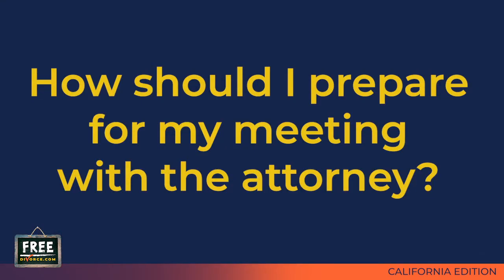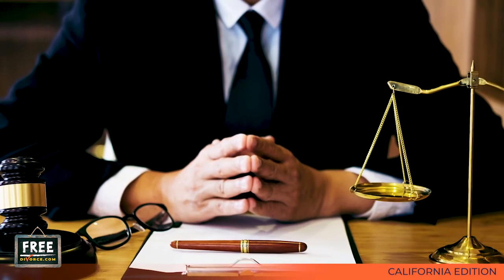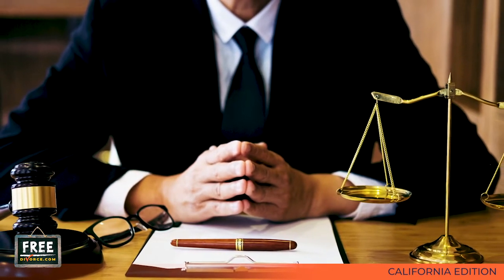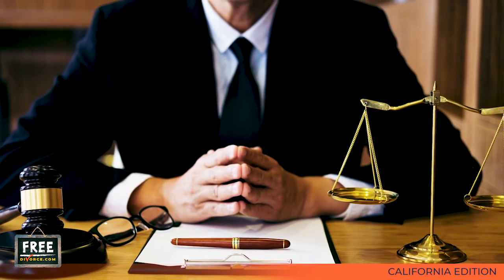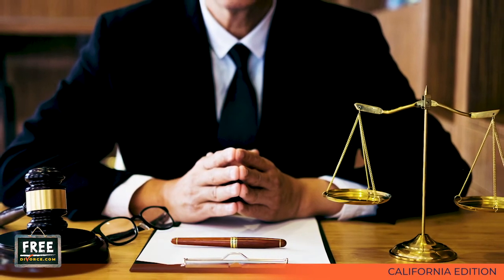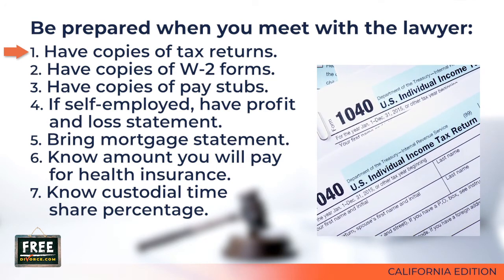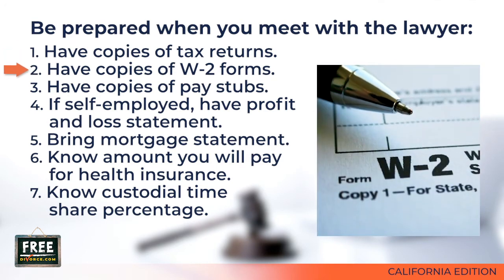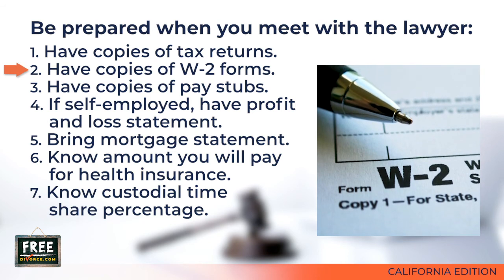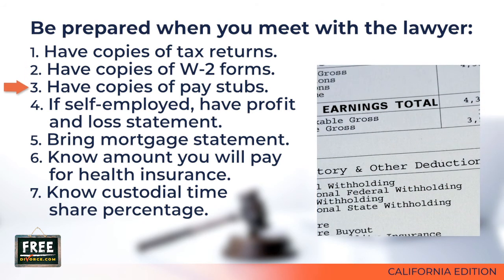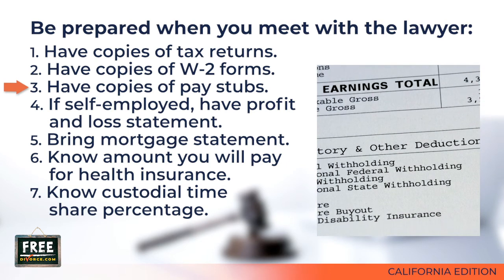If I am going to hire an attorney to run the child support calculation for me, how should I prepare for my meeting with that attorney? If you decide to hire a local attorney to run the support calculation for you, be prepared when you go to the meeting with the attorney. If you are not prepared, you're going to be wasting your time and money. In order to be properly prepared, you should bring with you copies of your last 2 federal income tax returns, copies of the last year's W-2 forms for both you and your spouse, and copies of the most recent pay stubs for both you and your spouse.